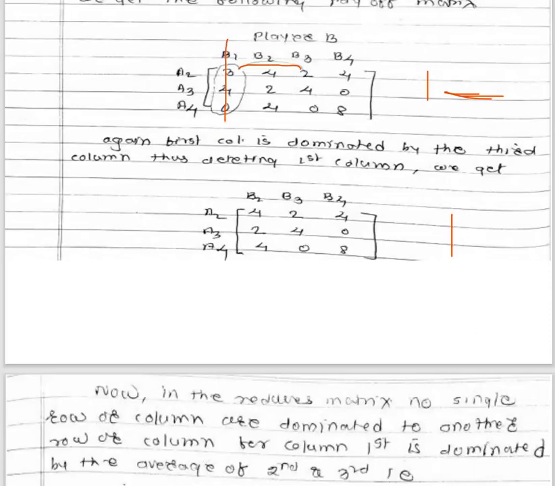Then the second case is row operation. If you observe this payoff matrix, all the elements of any row are not less than or equal to all the elements of another row. That means the column operation and row operation, both cases fail. So then what is the next step?